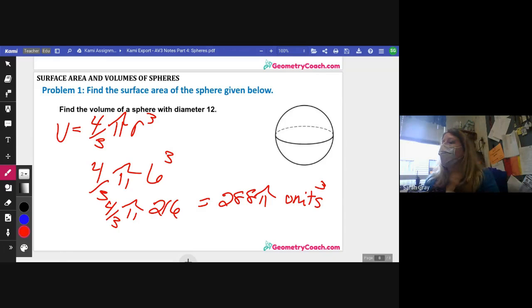Yes. Go ahead and leave it in pi unless it tells you otherwise. It's just easier that way.